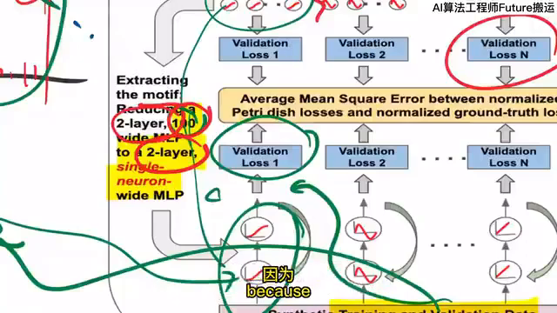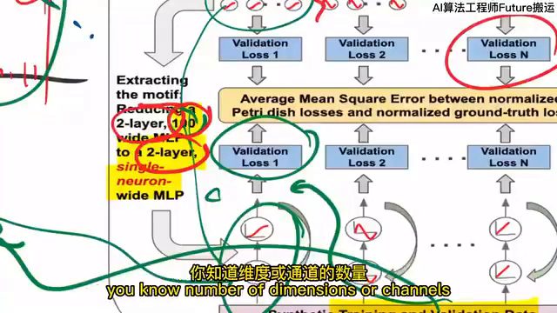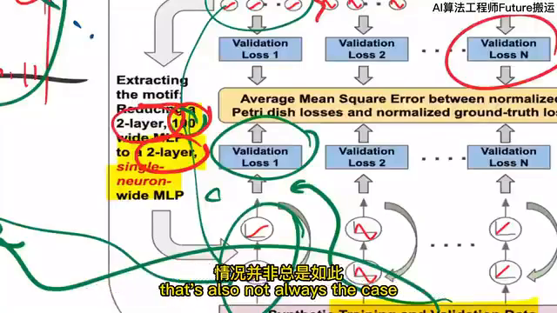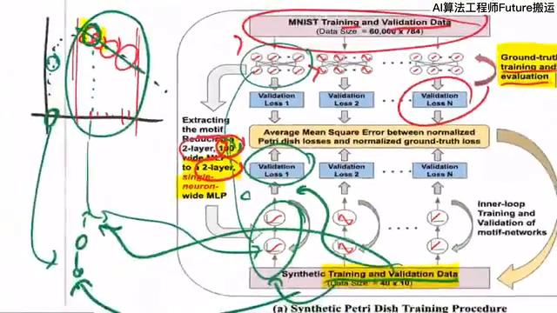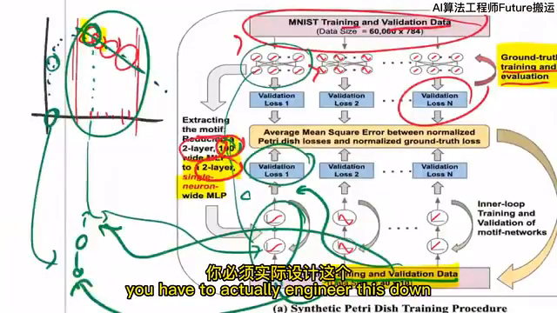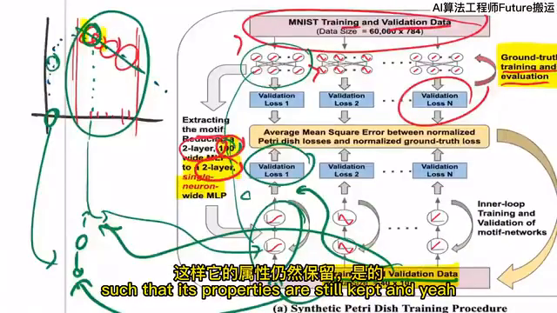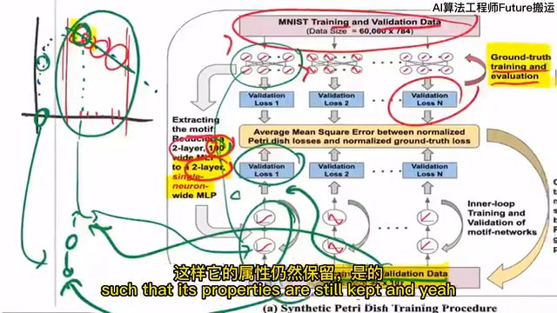you don't, because now you might always think, oh, I can reduce the number of dimensions or channels. That's also not always the case. So I think that's kind of the crux of the method. You have to actually engineer this compressing of the architecture such that its properties are still kept.